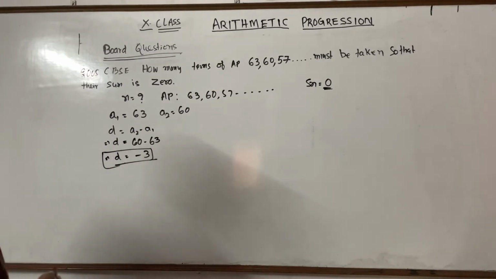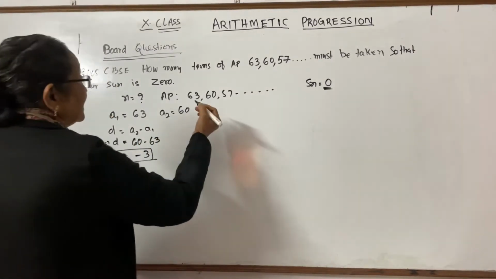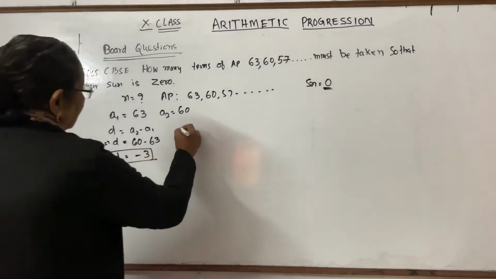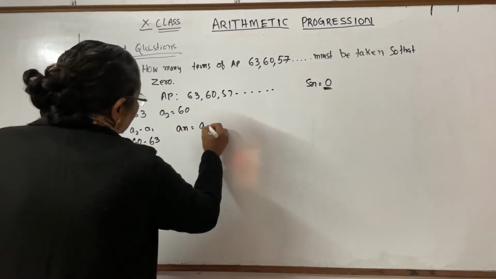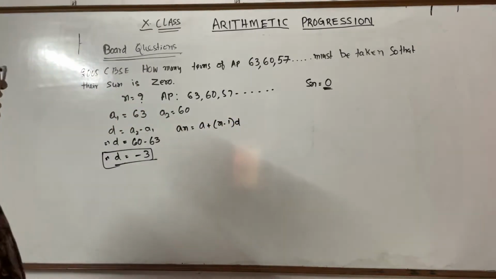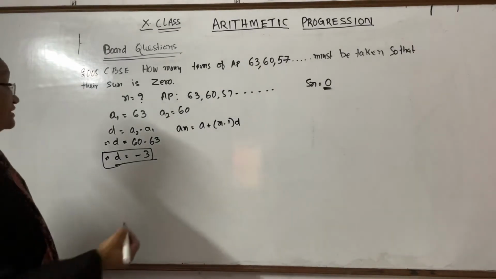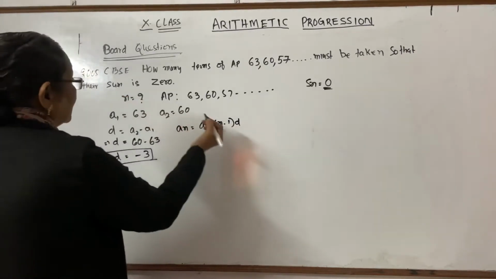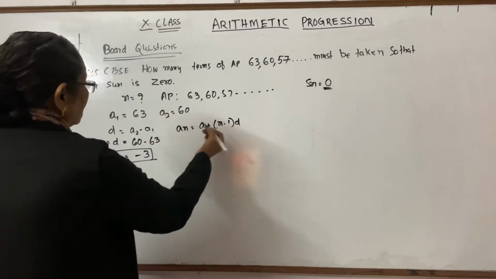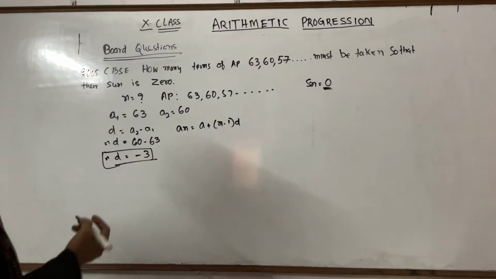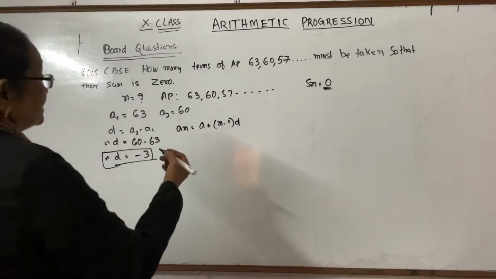We need to find the number of terms, that is n. Do we know the nth term? No, the nth term we also don't know. The nth term is an equals a plus (n minus 1) into D, isn't it? We can apply this formula. But a we know, n we don't know, D we know, and the nth term we also don't know. Two things are not given, so we cannot find it. Let's see then how to do it.